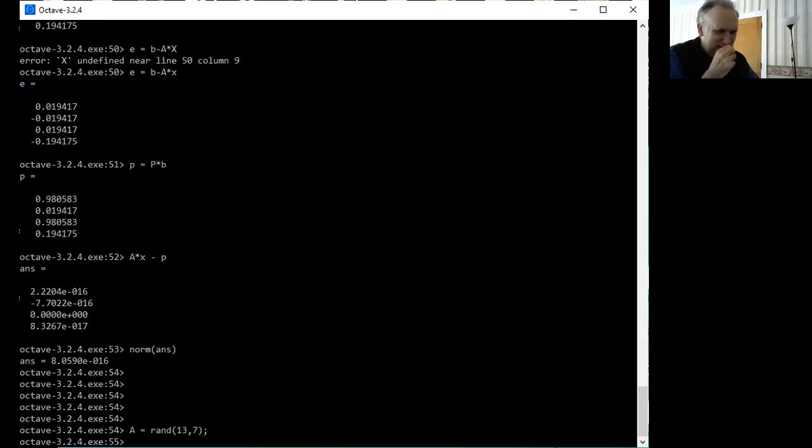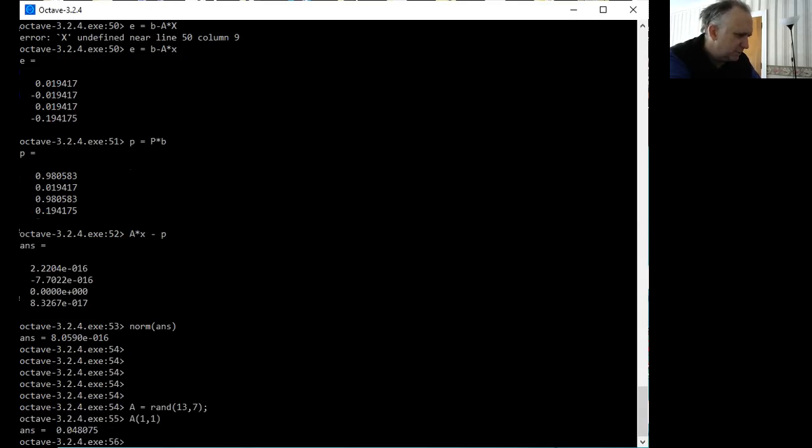Now I can look at A. Let's just look at one entry of A. If I want to look at a single entry, say the first one, I could do something like this. I could even look at the whole first column. Well, if I want to look at the first entry, maybe I do that. 0.04. Okay, yes. These are random between 0 and 1.